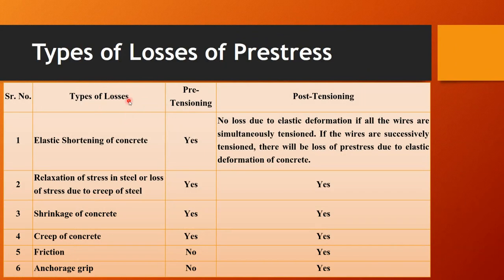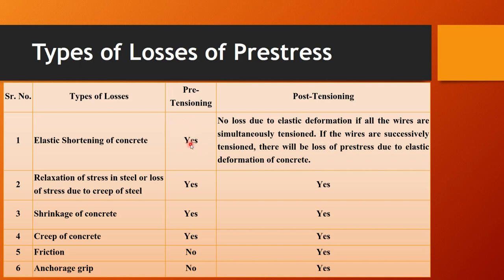In this, they have given all these 6 types of losses that we have discussed now: elastic shortening of concrete, relaxation of steel, which is also termed as loss of stress due to creep of steel, shrinkage of concrete, creep of concrete, frictional loss, and anchorage slip. So these 6 types of losses occur in the pre-tensioning system or post-tensioning system that we are discussing. Elastic shortening of concrete is to be considered in the pre-tensioning system. That means whenever you analyze a member cast with the pre-tensioning system, you have to consider the loss of stress due to elastic shortening.